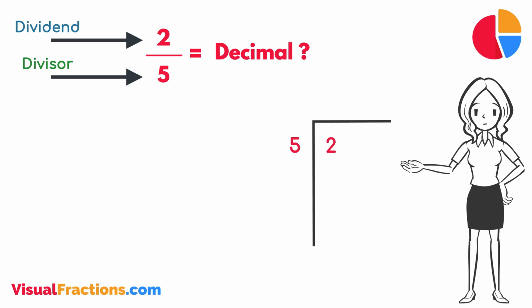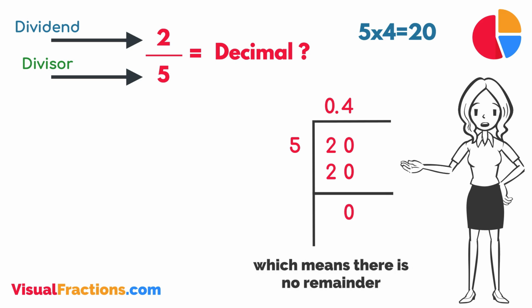Initially, 5 doesn't fit into 2, so we add a decimal point in our answer and append a 0 to 2, making it 20. Now, how many times does 5 go into 20? Exactly 4 times. So, we write 4 after the decimal point in the quotient. Multiplying 5 by 4 gives us 20. When we subtract 20 from 20, we get 0, which means there is no remainder.